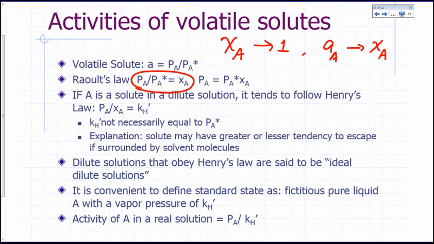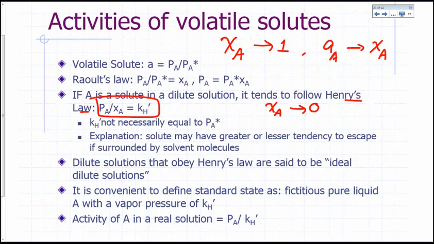Now, what if A is a solute instead in a very dilute solution? So in other words, let's now take a look at a case where X of A approaches 0. Typically in these cases, the partial pressure of A you'll find to be directly proportional to the mole fraction of A, and this relationship is known as Henry's law. In other words, solutes in dilute solution tend to follow what's called Henry's law.